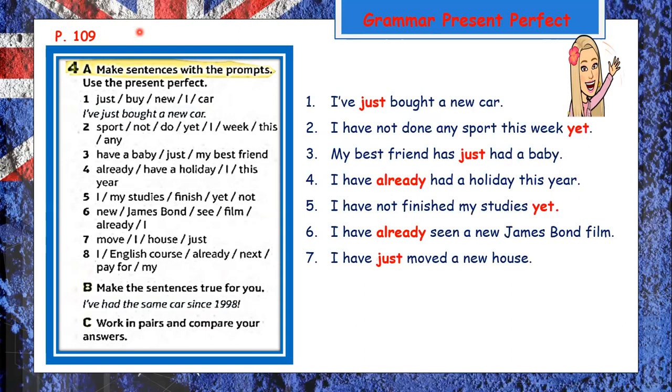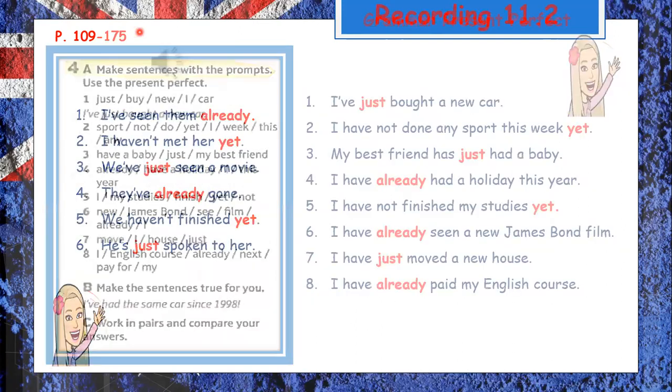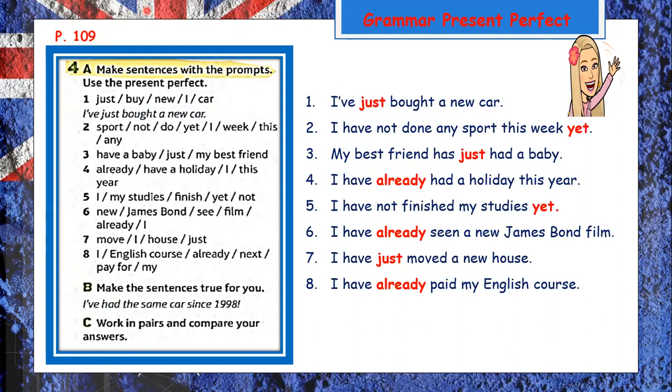Number seven, I have just bought a new house. Number eight, I have already paid my English course. And in this part, please practice these exercises using just, yet, and already.